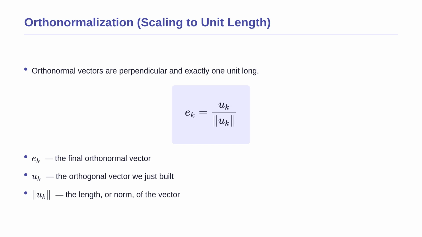Making vectors perpendicular is great, but in mathematics, we usually want them to be orthonormal. This means they are not only at 90-degree angles, but they also have a length of exactly 1. We achieve this by dividing each orthogonal vector, uk, by its own length, which is called its norm, represented by the double vertical bars. Dividing a vector by its own length shrinks or stretches it, so its new length is exactly 1 unit. Think of it like taking a wooden stick of any random length and cutting it down so it is exactly 1 meter long. This gives us a perfect standardized grid.